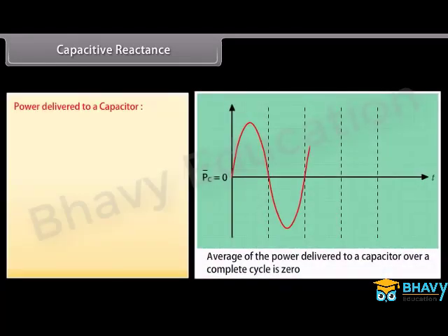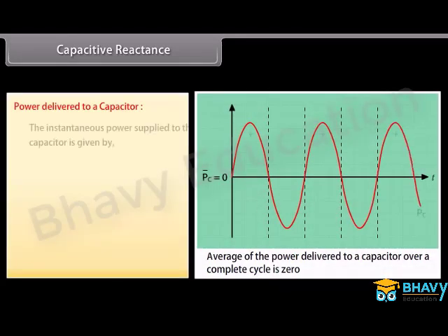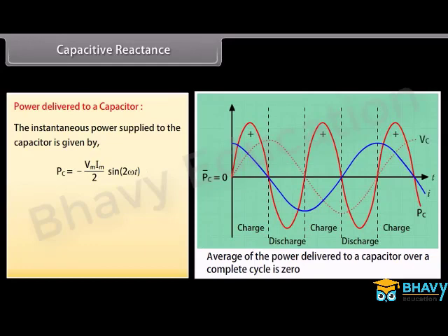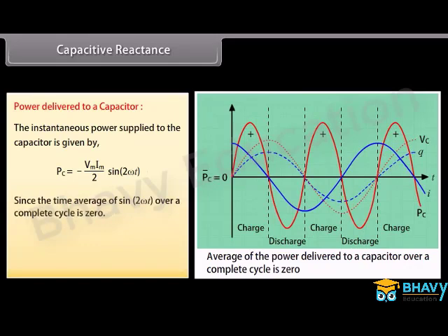Power delivered to a capacitor. The instantaneous power supplied to a capacitor is given by (Vm Im / 2) sin 2ωt. Since the time average of sin 2ωt over a complete cycle is 0, the capacitor power is equal to 0.